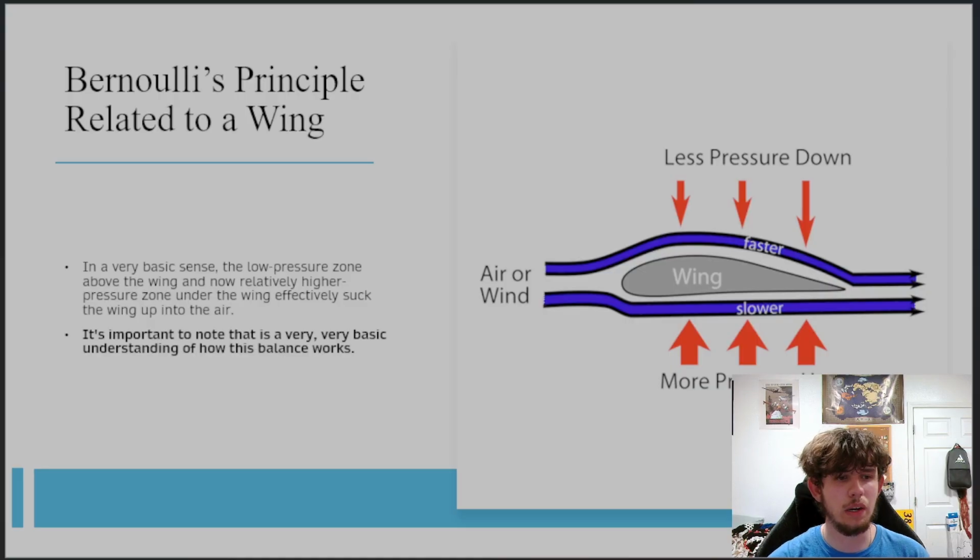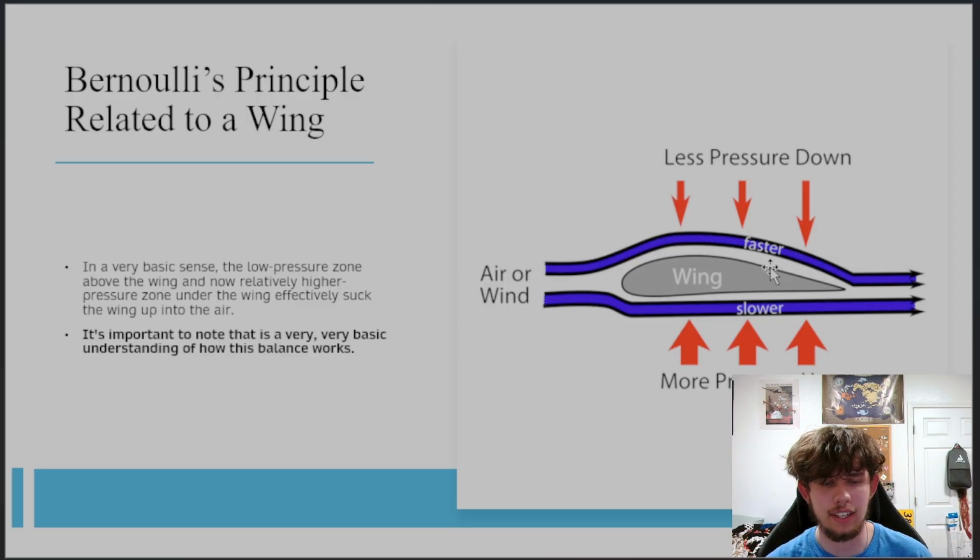Which we can then apply to a wing. It's kind of a different shaped Venturi tube. Air hits the leading edge of the wing and is split over the two surfaces of the wing: the flatter lower section on the bottom here, and the upper curved camber of the wing, which acts as the narrowing in our Venturi tube.